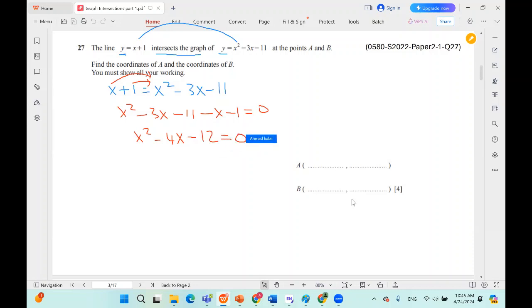To find x, we can either factorize or use the quadratic formula. Here, this is quite simple. This is just x minus 6 times x plus 2 equals 0. So either x equals 6 or x equals negative 2.